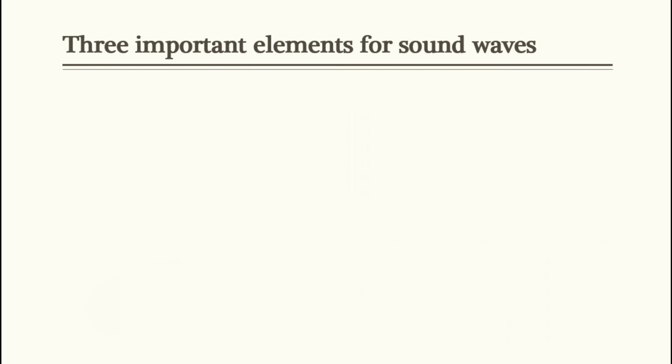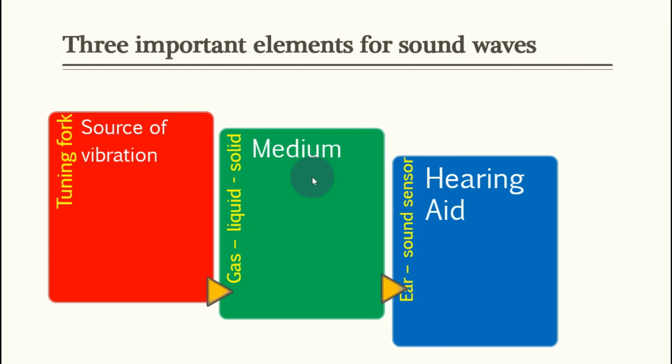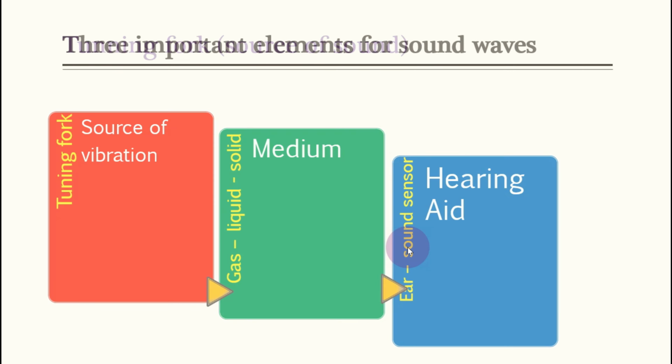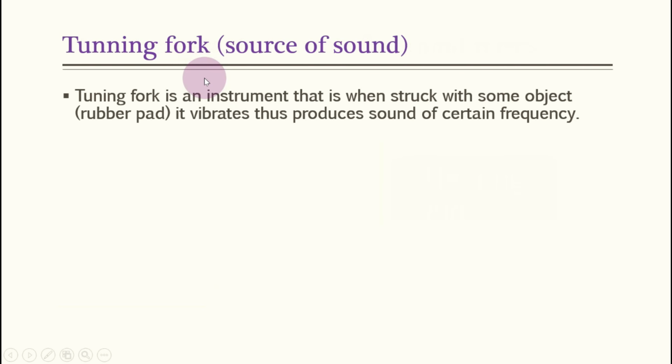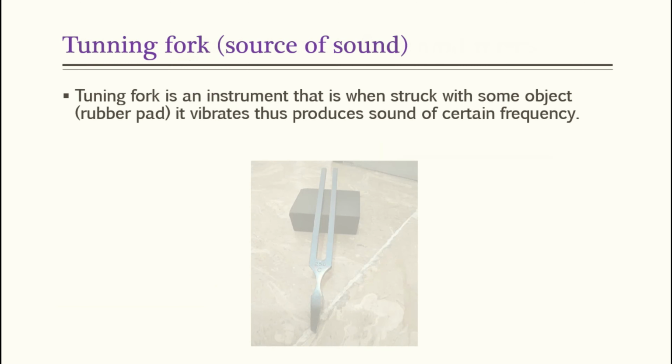There are three important elements for sound waves. There should be some source of vibration, for example the tuning fork. There should be a medium, it may be gas, liquid or solid, and there should be a hearing aid, for example the ear or a sound sensor. Now in the laboratory, the tuning fork is the source of sound. A tuning fork is an instrument that is struck with some object, for example a rubber pad. It vibrates, thus producing sound of a certain frequency.